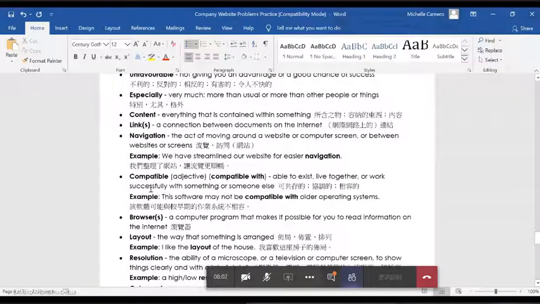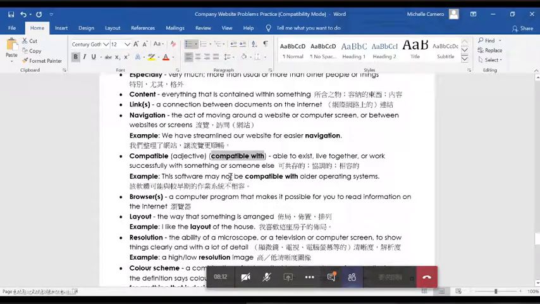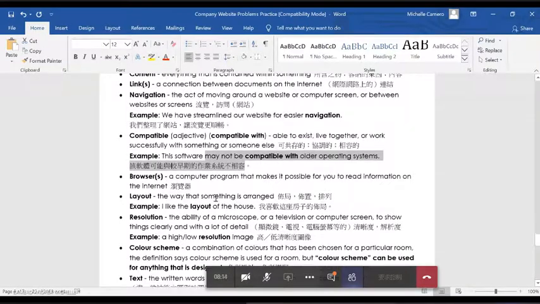All right, we've got the word compatible. Notice it's normally used with the word with. So we've got compatible with. So like it's compatible with iOS, it's compatible with Android, something like that. And again, we've got an example sentence here to help you. All right, browsers, we've got layout. This is what layout is. Don't confuse it with layup if you're watching NBA basketball. So we've got layout here.